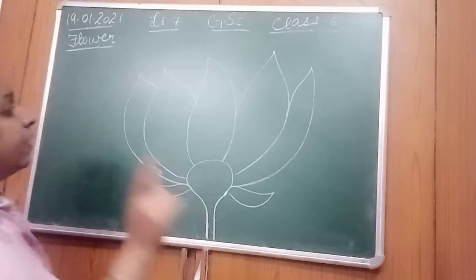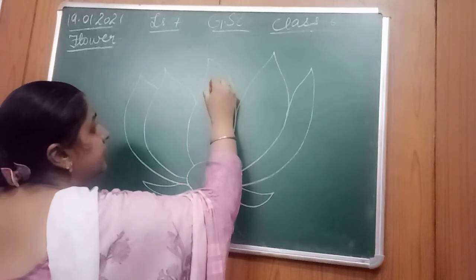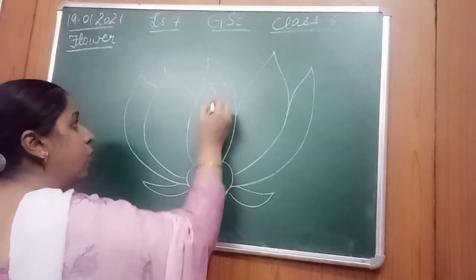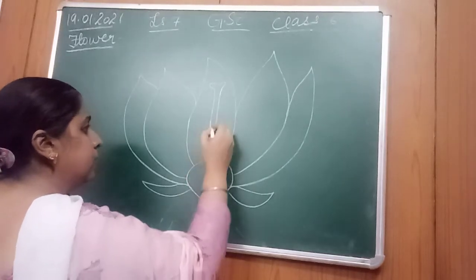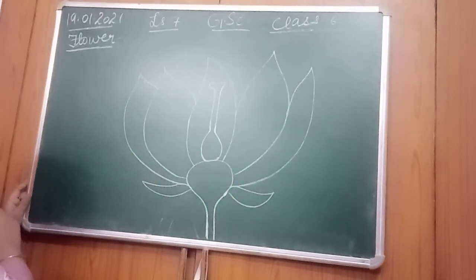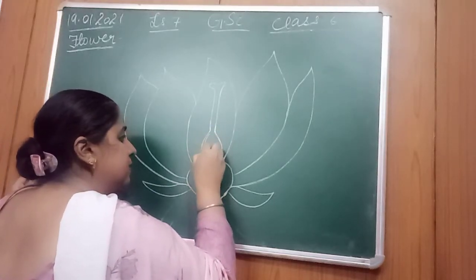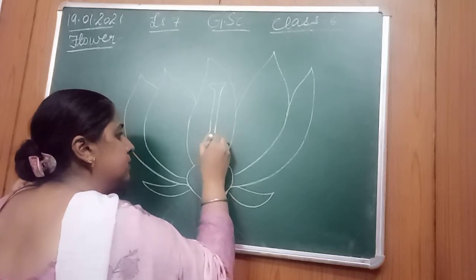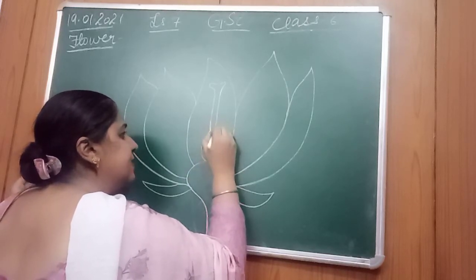Okay. Now, how do we have to draw? First of all, we have to draw the female reproductive part. Draw like this. This is a long tube-like structure. Like this. Like this. Okay. Then draw like this. Like this.